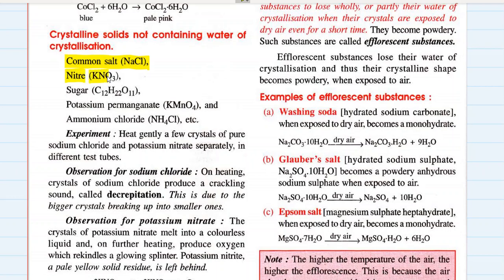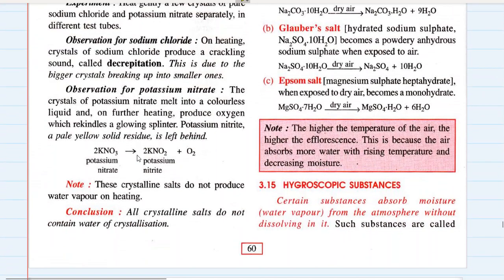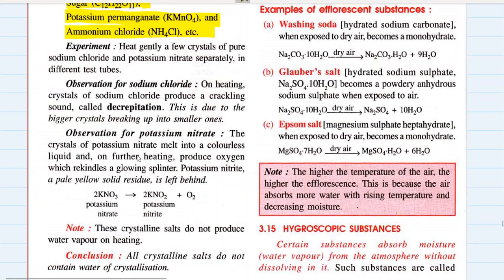Niter, or potassium nitrate, is a crystalline solid but does not have water of crystallization. Sugar, potassium permanganate, ammonium chloride, these are all crystalline salts but do not contain water of crystallization. If you want to make sure whether these salts really have water of crystallization or not, you can do one experiment. You can heat a few crystals of pure sodium chloride or potassium nitrate separately in different test tubes.